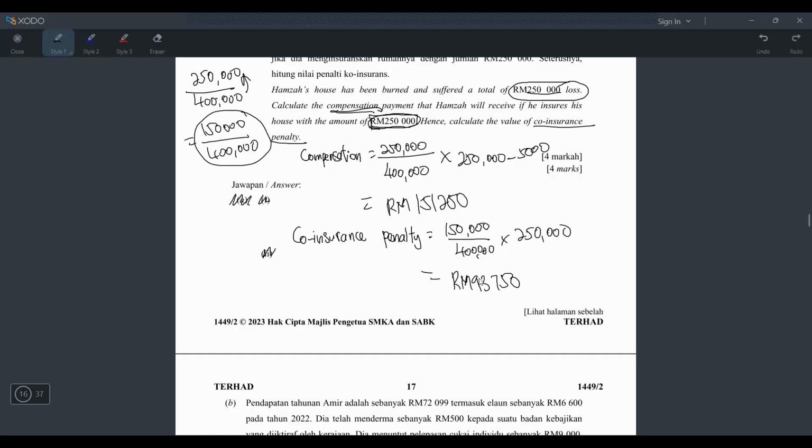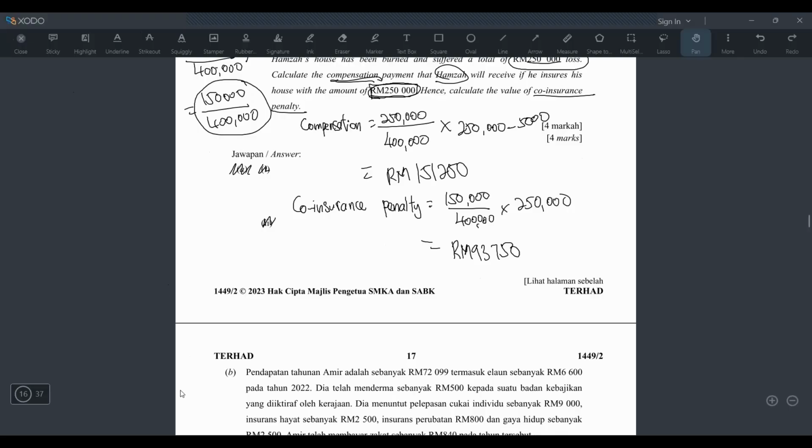Okay. But what if I ask you what is the total cost borne by Hamza? Then you will take the penalty plus the deductible 5,000. But don't do that. This question they just ask for the penalty. The penalty is this. But if they ask for total cost yang Hamza kena bayar, it will be this plus the deductible 5,000, plus not minus. So that's how you do it lah.